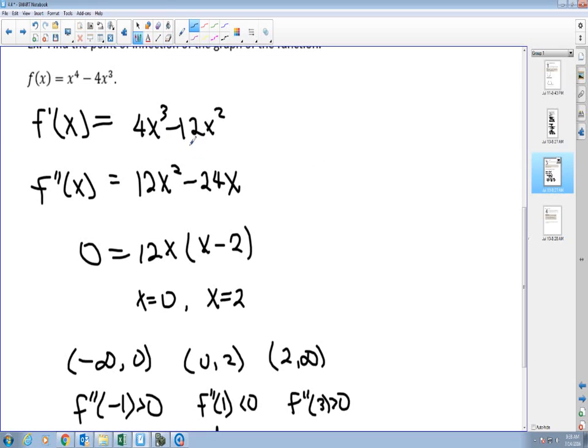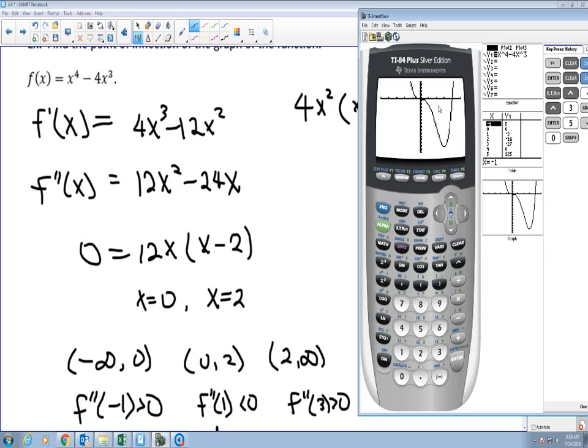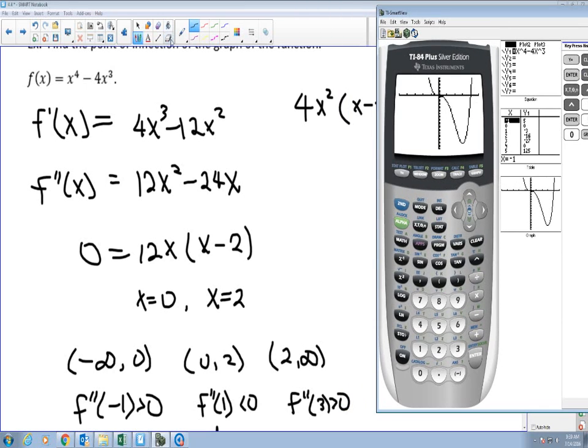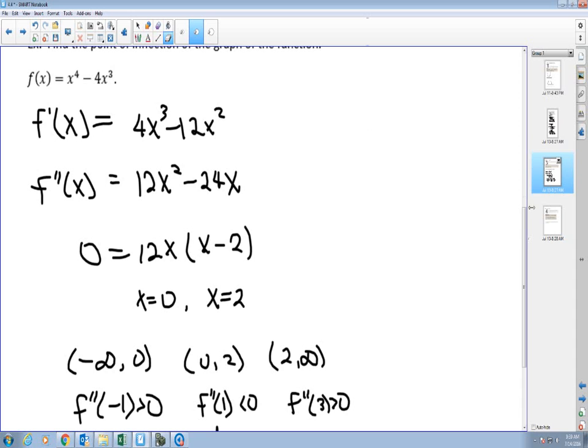Now if I go back to f prime, factor out 4x squared, and that will leave me with x minus 3. Set it equal to 0 to find my critical points. So I got critical points at 0 and 3. So my graph kind of confirms it. I have a relative minimum at 3 down here.